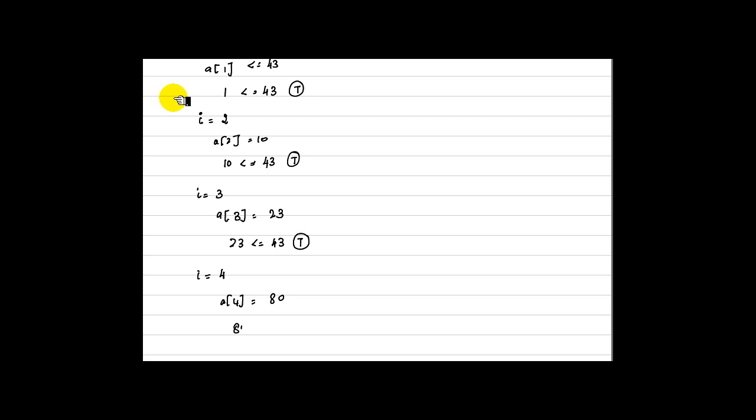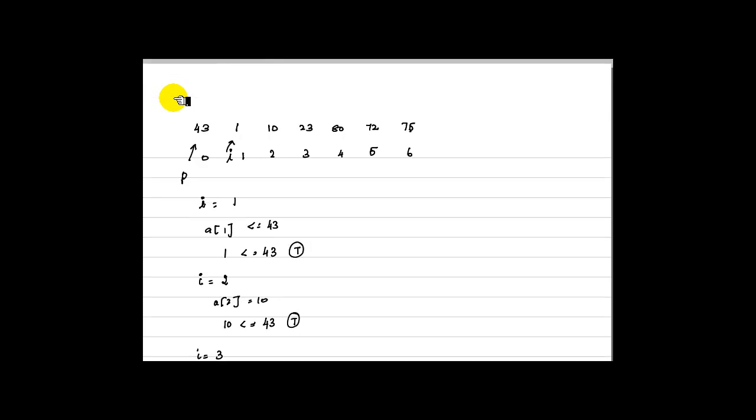80. It checks whether 80 is less than or equal to 43. The condition fails over here, so it moves on to the j loop. So j is now 5 over here. J is equal to 5, so a of j is 72. Check whether 72 is greater than or equal to 43. The condition is true.